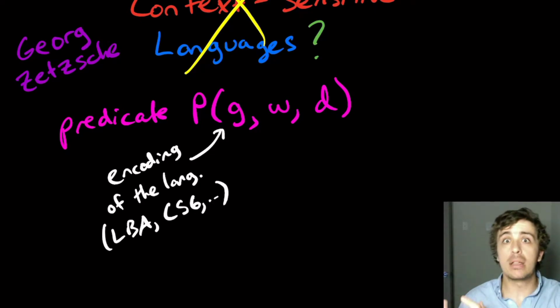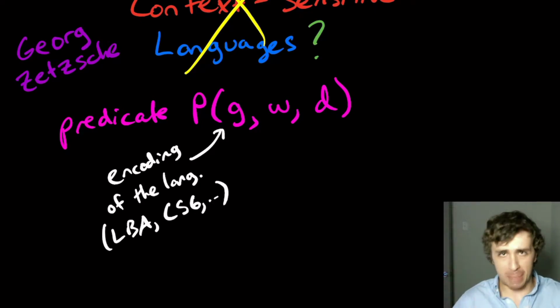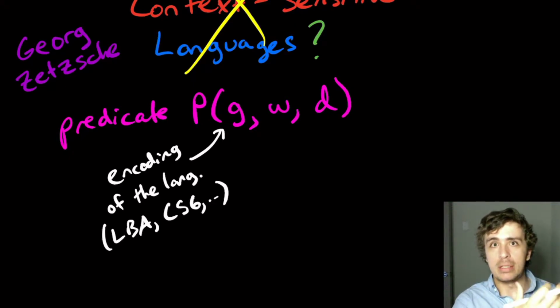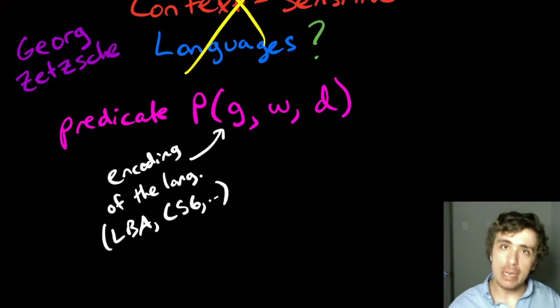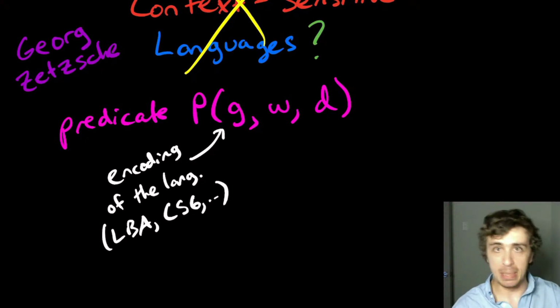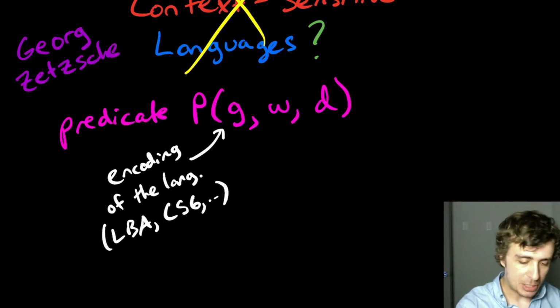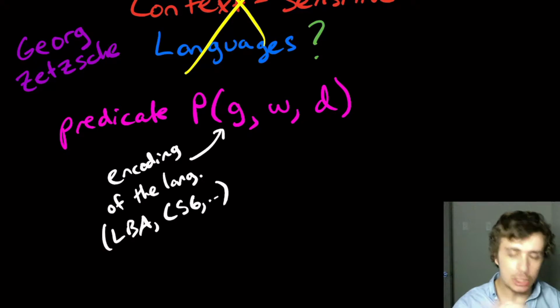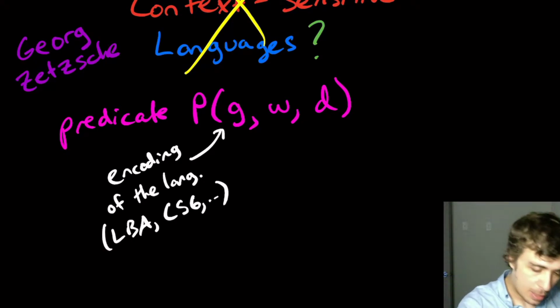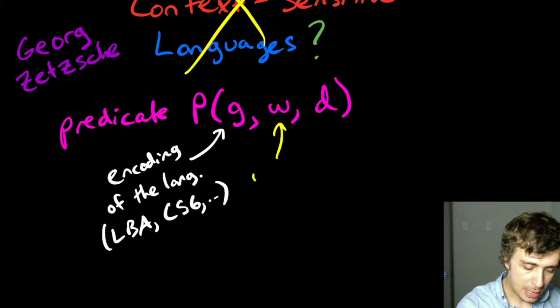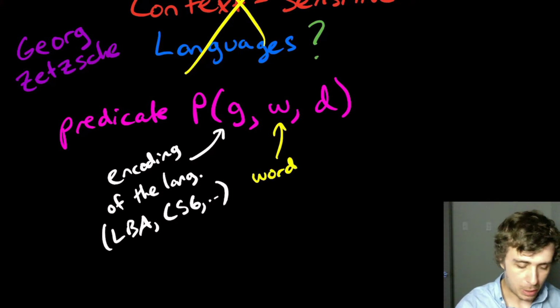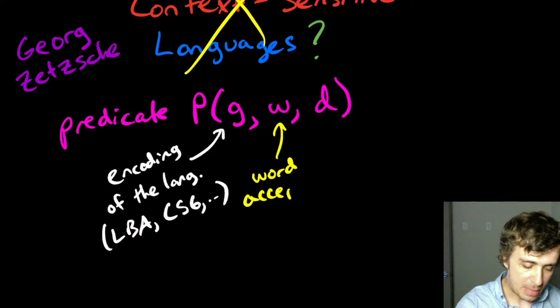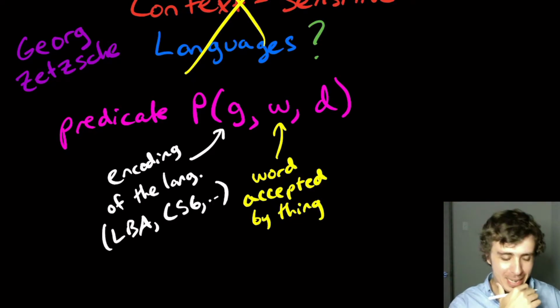Like with regular languages, that would be a DFA or something like that. With context-free languages, that'd be a context-free grammar or PDA or something along those lines. And similar idea here, it's just some encoding. Then the W is what you would expect it to be. It's some string or word, as George's terminology has it, accepted by the thing. I'll just use thing. That's my word, not his.